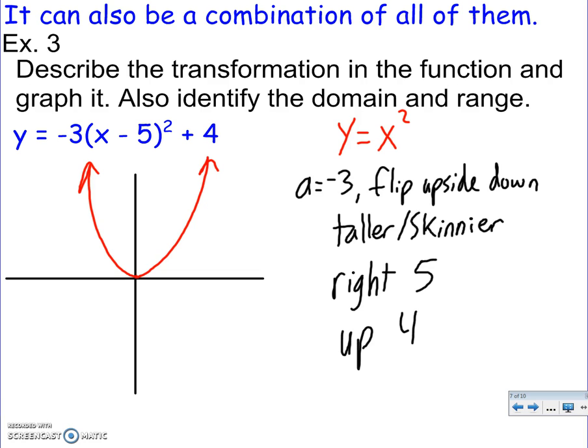So when I graph this one, I'm going to start at 0, 0, where the other graph starts. I'm going to go right 5. So let me use blue. So 1, 2, 3, 4, 5. Up 4, 1, 2, 3, 4. So this is where my new U would start. And instead of drawing it normal, upwards, it's going to be upside down. And then it's going to be taller. So it's going to be a really skinny, tall graph. It'll look like this.